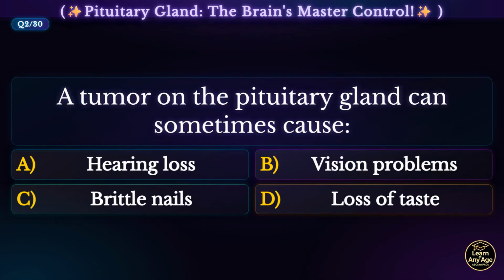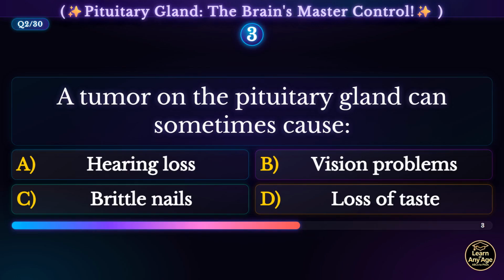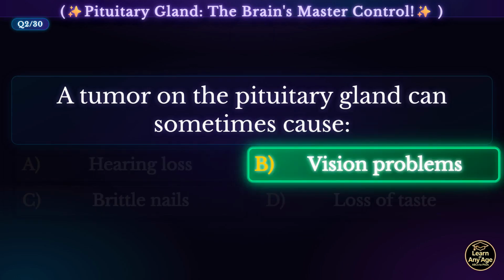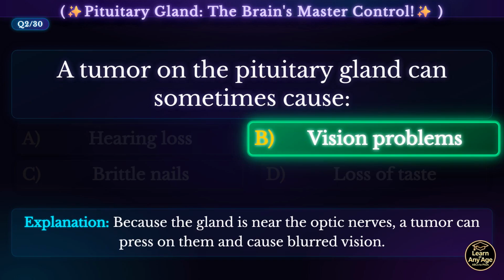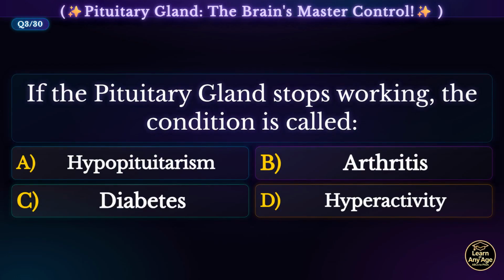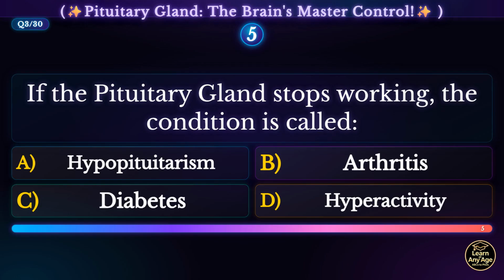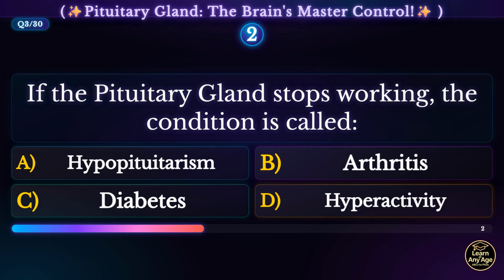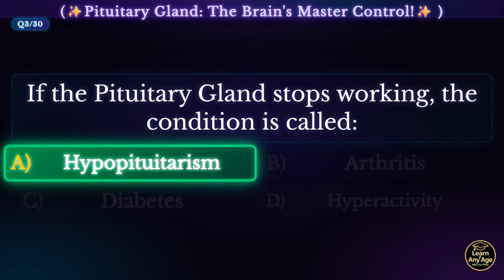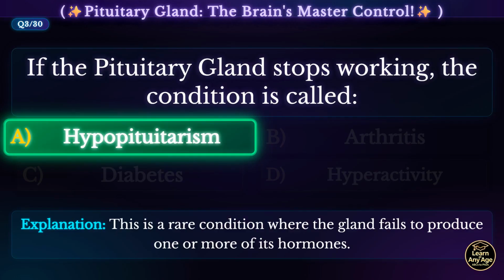A tumor on the pituitary gland can sometimes cause vision problems. Because the gland is near the optic nerves, a tumor can press on them and cause blurred vision. If the pituitary gland stops working, the condition is called hypopituitarism. This is a rare condition where the gland fails to produce one or more of its hormones.